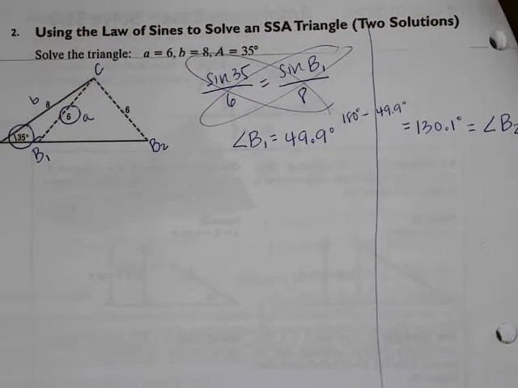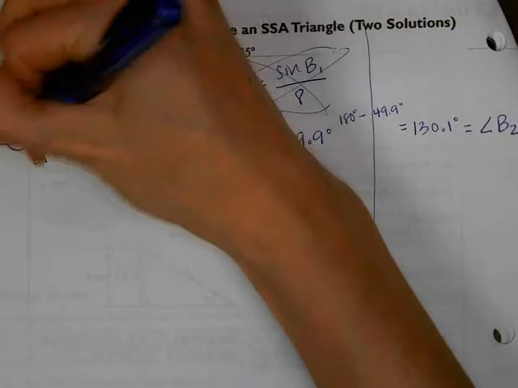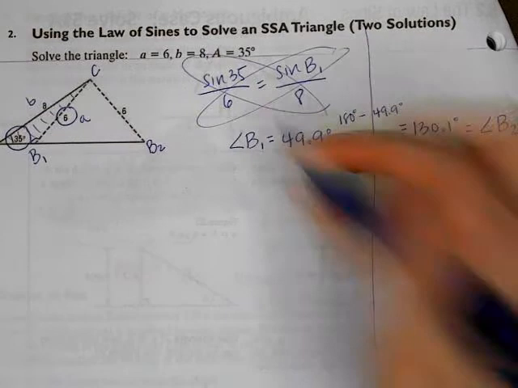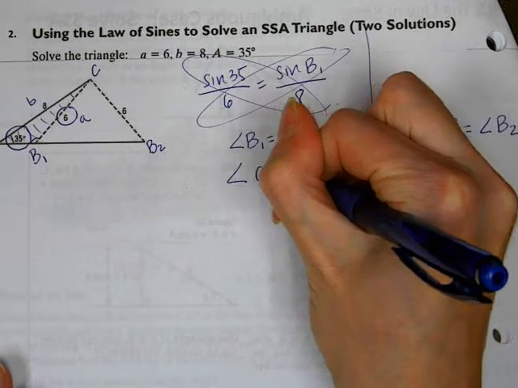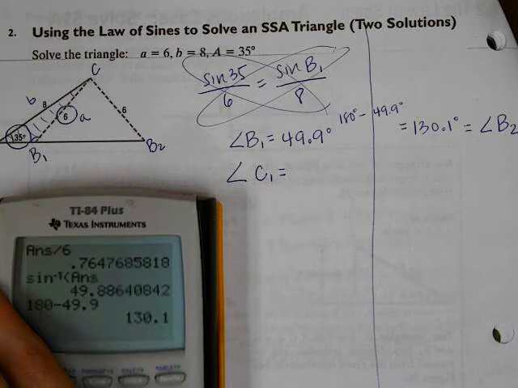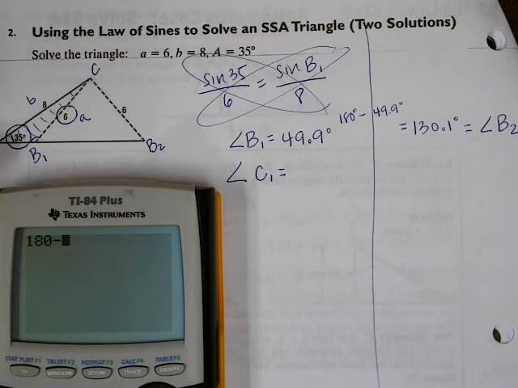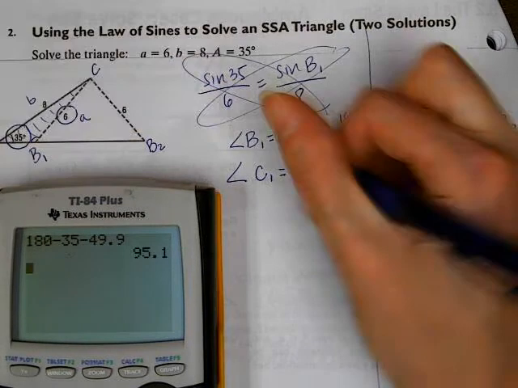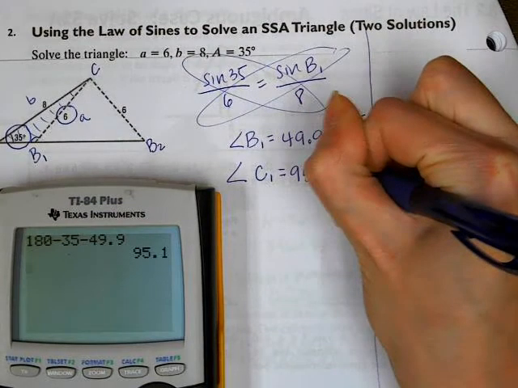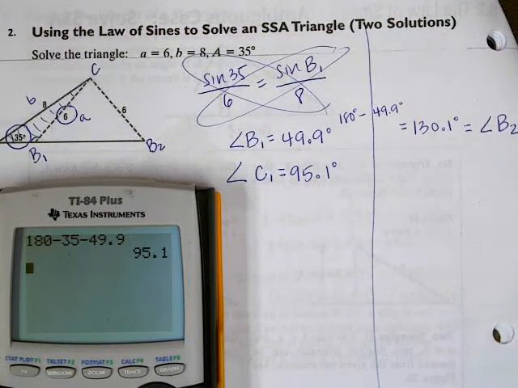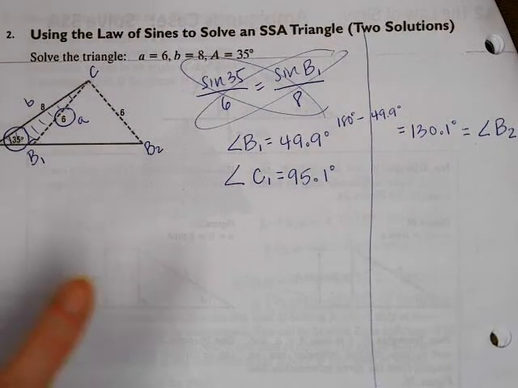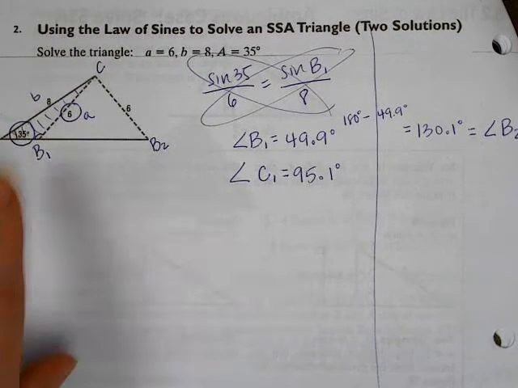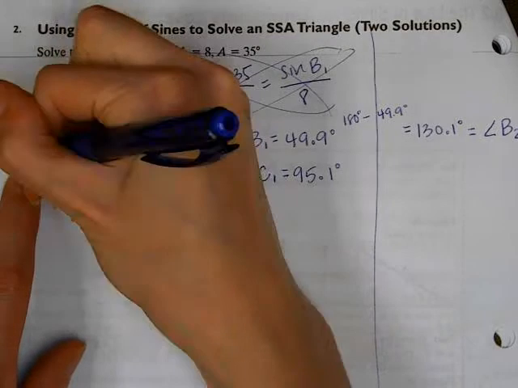Okay, so for triangle 1, and that's this blue triangle here, angle B1 is 49.9. Let's find angle C1. So that's going to be 180 minus the 35 and the 49.9. Okay, so that's going to be 95.1 degrees. And then let's do law of sines again then to find side C. Well, C1, if you want to call it that.